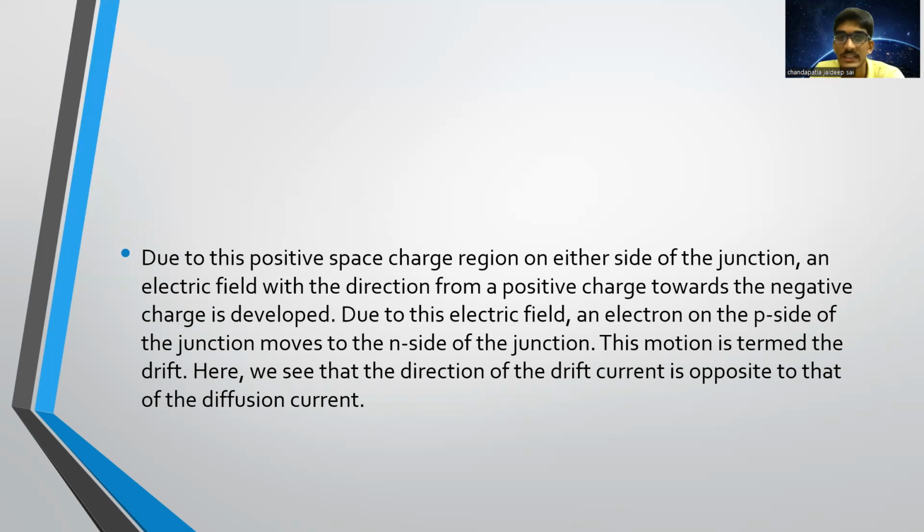At that time, with the positive space charge region on either side of the junction, the electric field is formed in the direction of the positive charges moving from the p side. As a result, an electric field is generated. An electron on the p side of the junction moves to the n side of the junction. This motion is termed as the drift. Here we see that the direction of the drift current is opposite to the direction of the diffusion current.